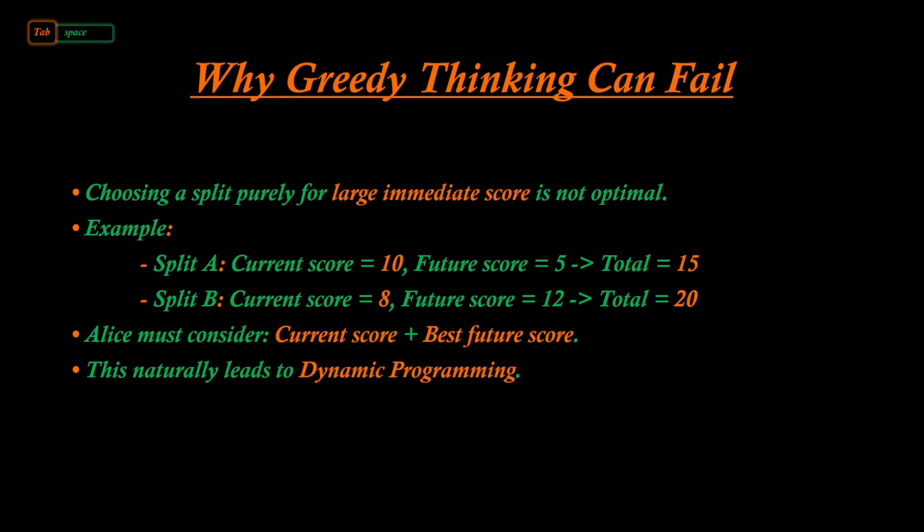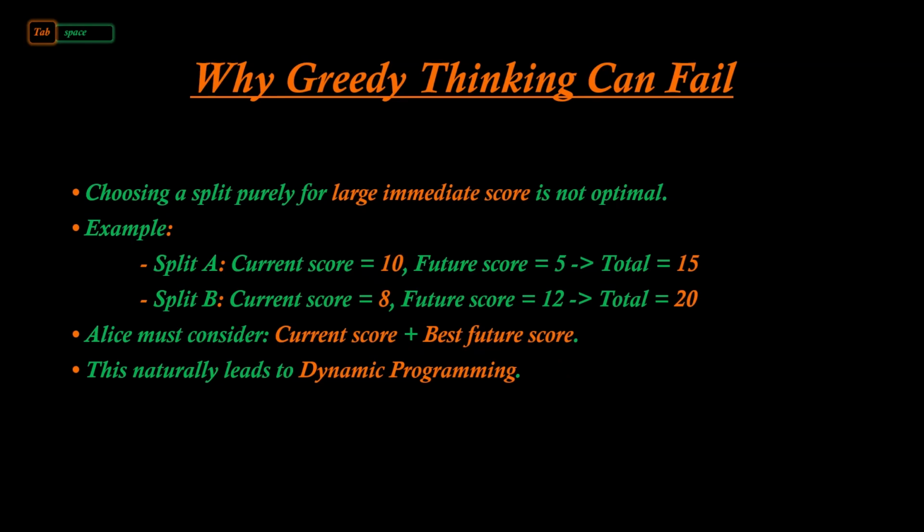Let's make that idea more concrete. Imagine one split gives Alice an immediate score of 10, but the remaining interval can provide only 5 additional points. The final score would be 15. Now imagine another split gives Alice only 8 points immediately, but the remaining interval can provide 12 more points. The final score becomes 20. So choosing the largest immediate score would have been wrong.